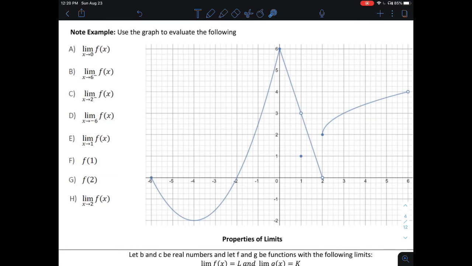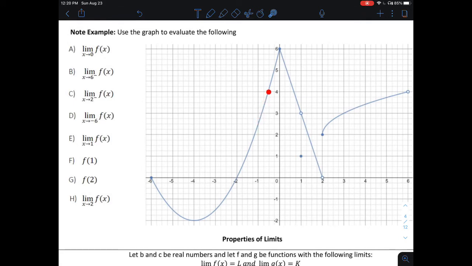And so here we have a graph and a handful of limits to try to find. And so part A, we want to find the limit as x approaches 0 for f of x. So I go to x equals 0. And to find the limit, what we're trying to do is, I'm coming up here towards my function and say, all right, here's my x value of 0.